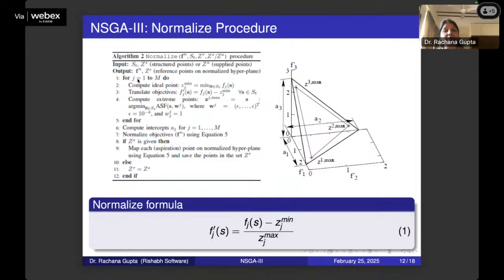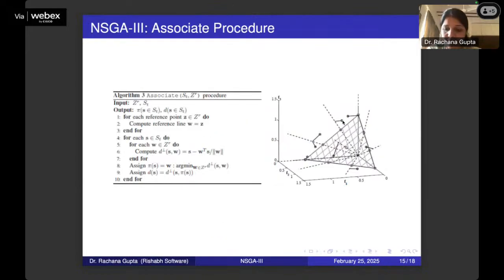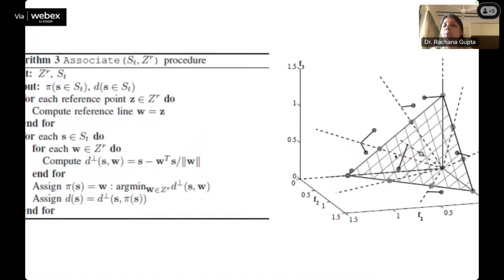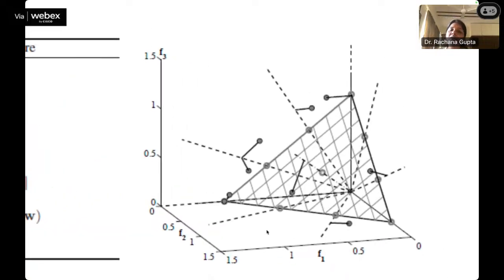Now let's move to the main module of NSGA 3, which is nothing but the associate method. Now just try to understand what we are doing. First, this is very important: what is this associate method? Many objective means more than 3 objectives, but to visualize how things are working, here the graph is demonstrated in 3D with 3 objectives.